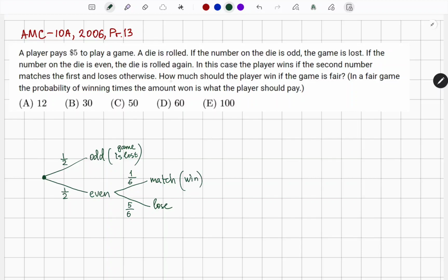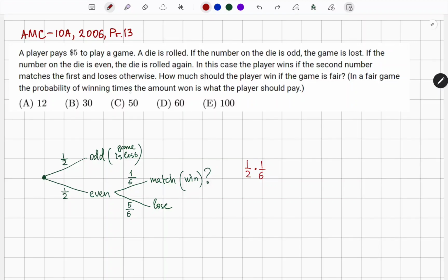So how much should the player win? I don't know my prize, I don't know my award. If the game is fair, I can find the probability of winning just by following this route on my tree diagram. It's a half first. This is the first event that must occur. The first number must be even, and after that, the probability is 1 over 6 because the second number must match the first number. This is the probability to win the game.